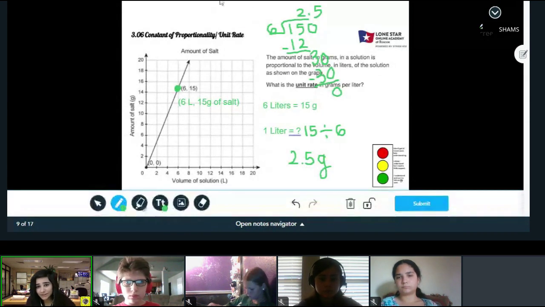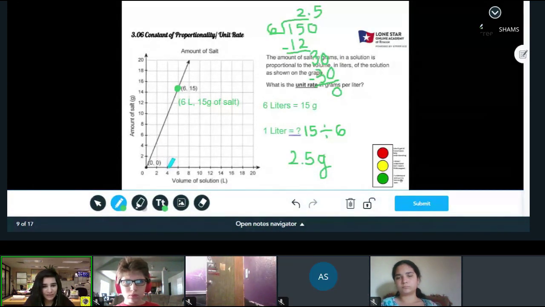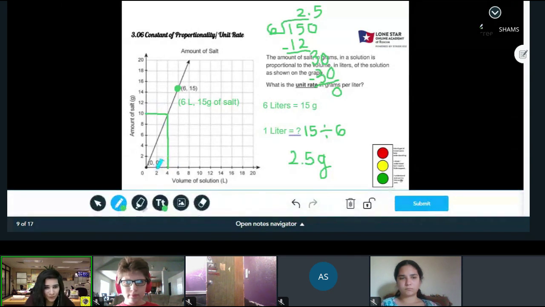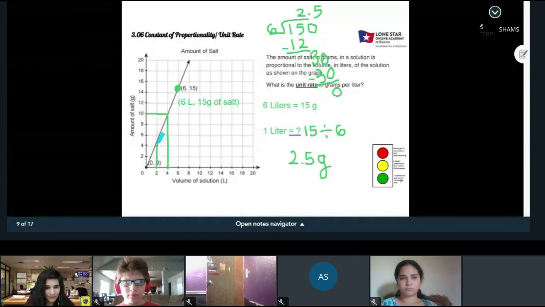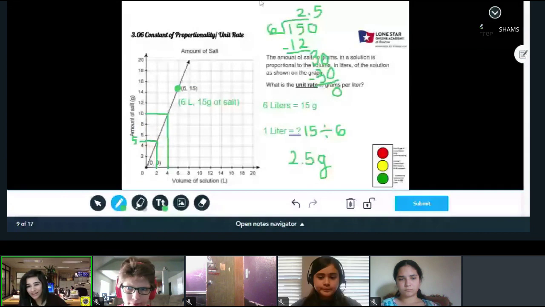If you want, you could have also tried to read this from the graph. For example, it tells me that for 4 liters, there is 10 grams of salt. Then I will read for 2. For 2, it is around 5, right? I would say right in between is 5. Then I can say for 1, it is half of 5. Half of 5 is 2.5. So there are so many ways you could have done it.